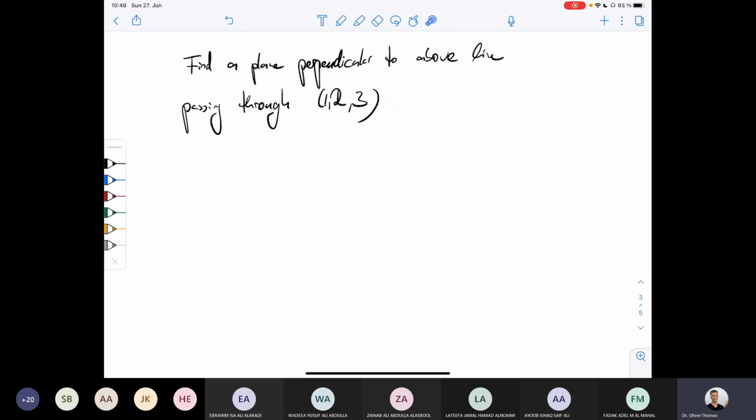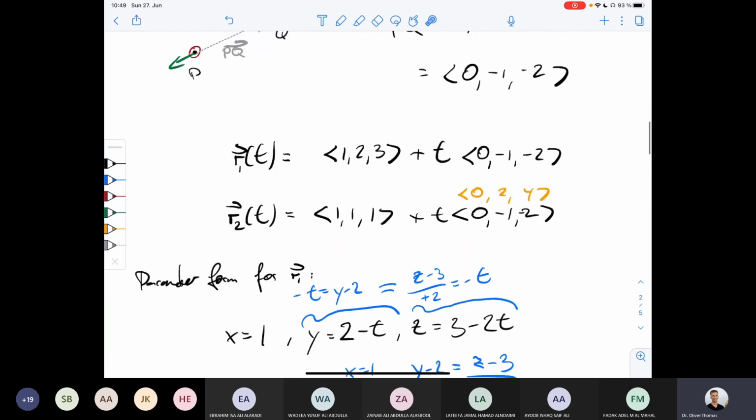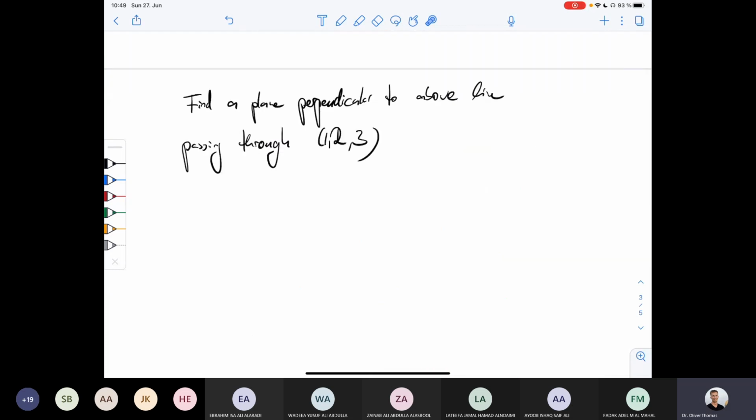But there is a very, very easy way to find equations for planes if we want them to be perpendicular to something. So what we want to find now is a plane which is perpendicular, orthogonal to the above line, the line passing through 1, 2, 3, and 1, 1, 1. And we also want it to pass through the point 1, 2, 3, so our point Q. And again, I'll give you, let's say, 3 minutes to find an equation for this.